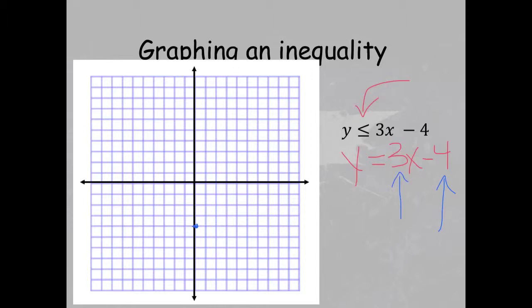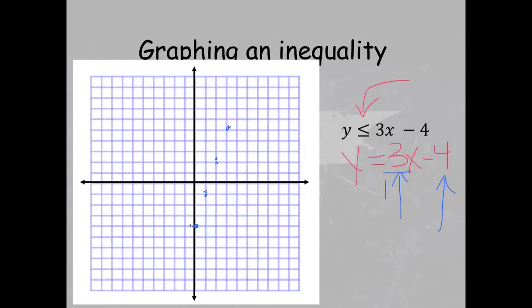Then, just like graphing, we'll look at slope. Slope is the number next to the x when it's in slope-intercept form, and we rise 3, run 1. So we're going to go up 1, 2, 3 over 1, and just repeat.